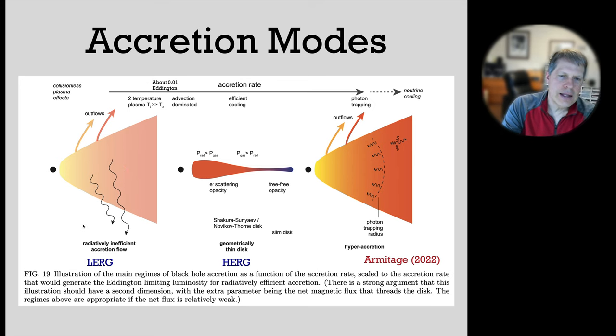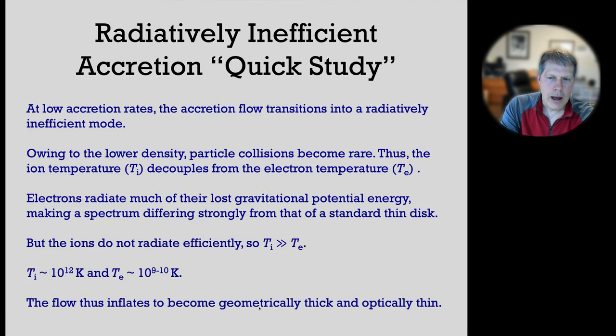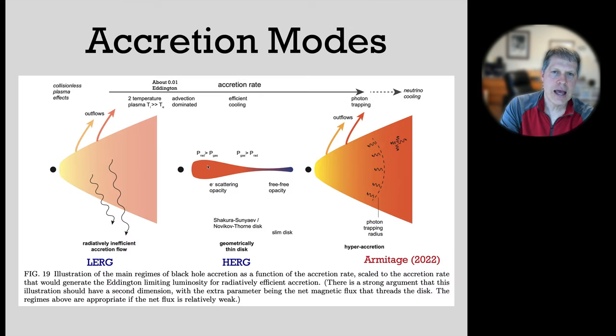So for the LERGs, you have a radiatively inefficient accretion flow. As I've already mentioned, it becomes a two-temperature plasma where the ion temperature is far above the electron temperature, and the flow has puffed itself up to become geometrically thick, yet also optically thin. It's a very different mode of accretion than the standard geometrically thin disk that we have talked about in connection with active galactic nuclei. This is a very different thing going on here.